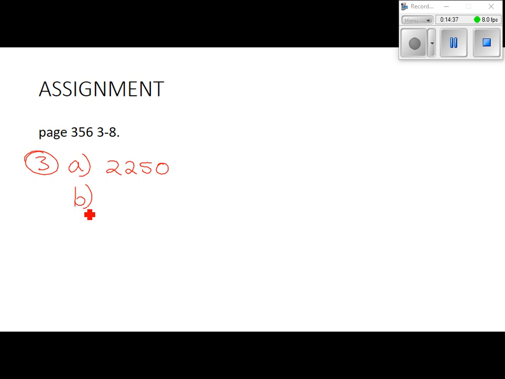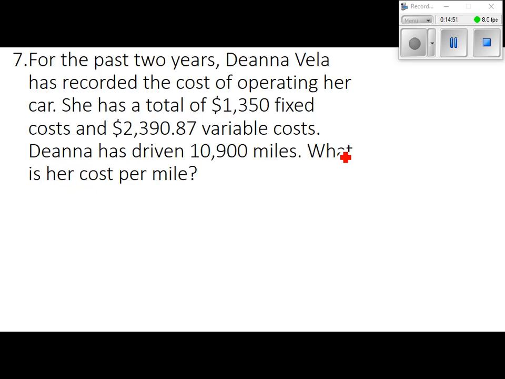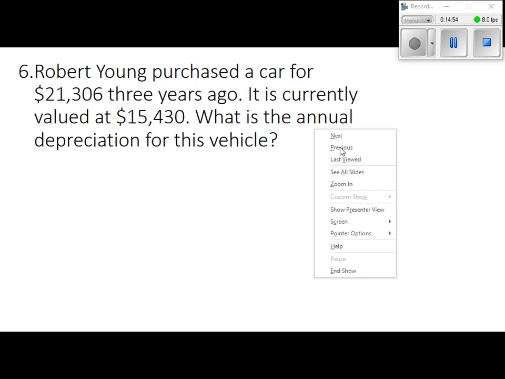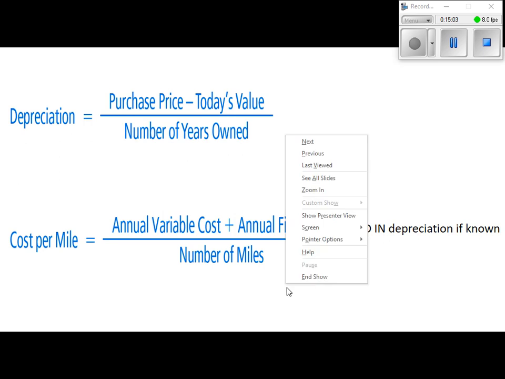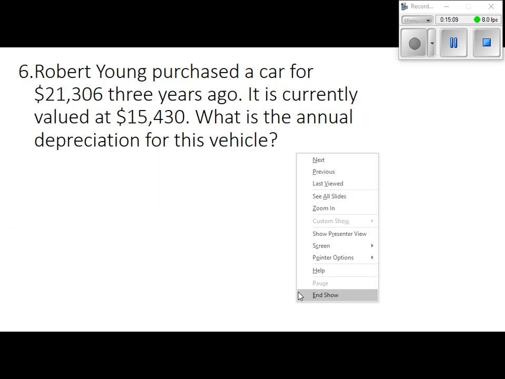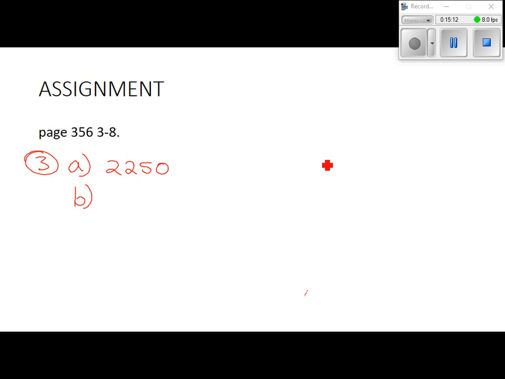Part B. If you're not paying attention, I'm not waiting on anybody. So when I erase something, don't ask me what the answer was. Part B. To get the answer to part B, we go back to our formulas here. I forgot it's not on that one. We go back to our formulas, oops, wrong one. We add up those two and we divide by what? So all we're going to do is take the answer we got in part A and divide it by the number of miles. How many miles are there this time? 6,000. So 2550 divided by 6,000.